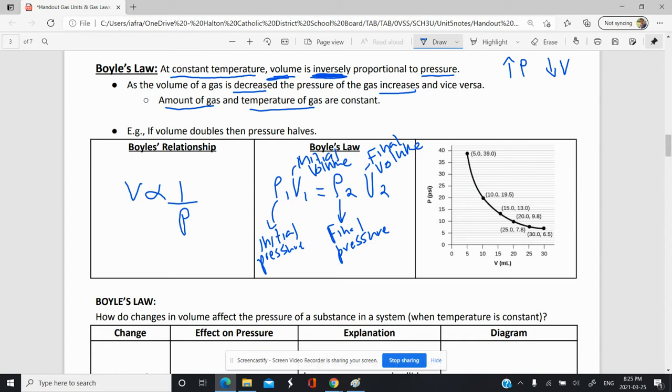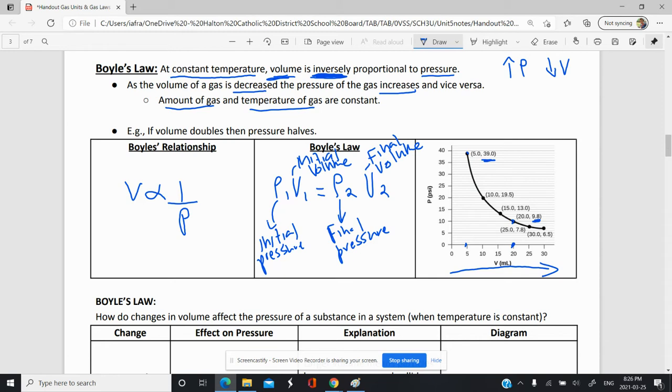So here is a graph representing the relationship between volume and pressure. You can see that as you increase the volume over here, the pressure goes down. For example, let's say we had a volume of 5 mL. The pressure at 5 mL is about 39. Now let's say you want to quadruple the volume. So we'll go to 20 as your volume. At 20, the pressure is about 9.8, close to 10.